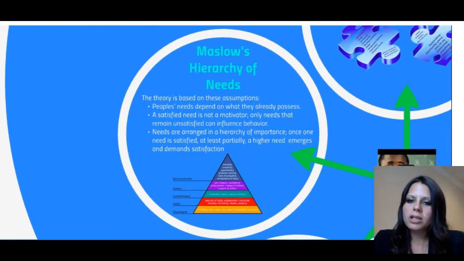So the main one that is talked about in many business courses is what's known as Maslow's hierarchy of needs. And this is based on a few assumptions. First of all, that people's needs depend on what they already possess, that a satisfied need's not a motivator, only needs that remain unsatisfied, and needs are arranged in this hierarchy of importance. Once you satisfy one need, even if partially, a higher need emerges and demands satisfaction.